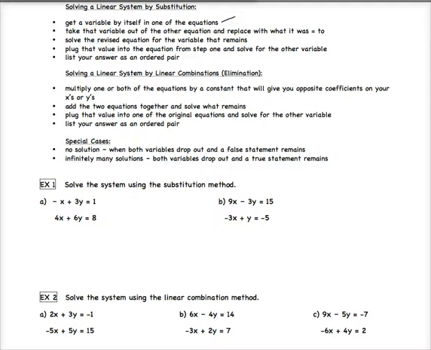The easiest variables to get alone are variables with a coefficient of 1, meaning the number in front of it is 1. And if you don't have one with a 1, you might try one with a negative 1. If you don't have either of those, then it doesn't really matter which one you pick. They're all going to be the same amount of work.